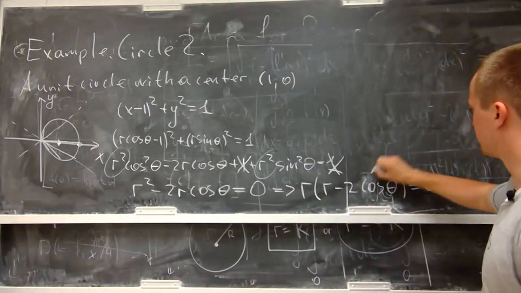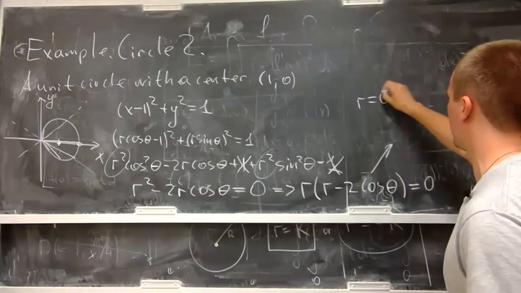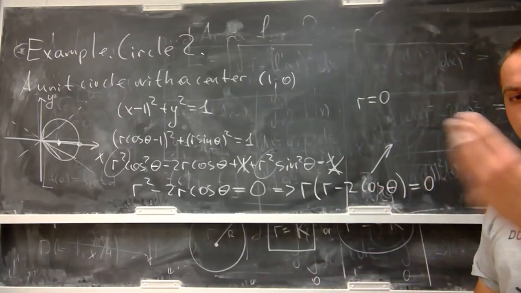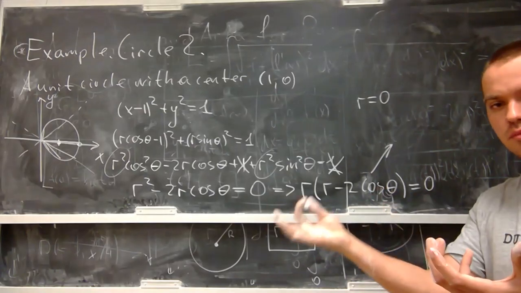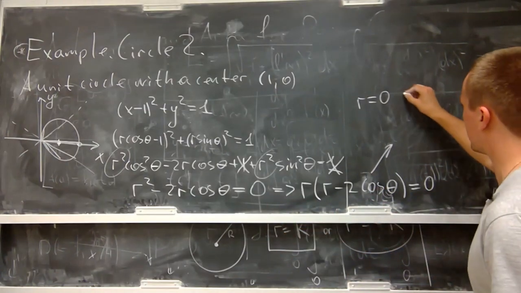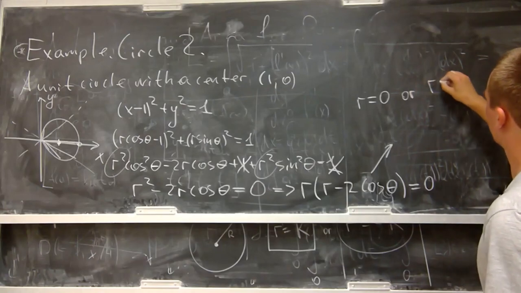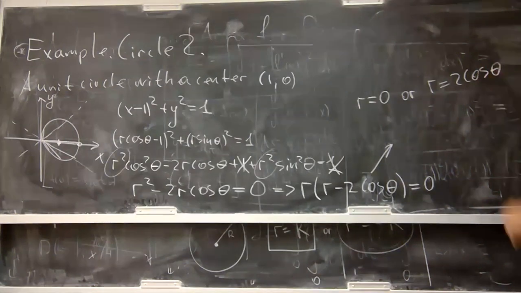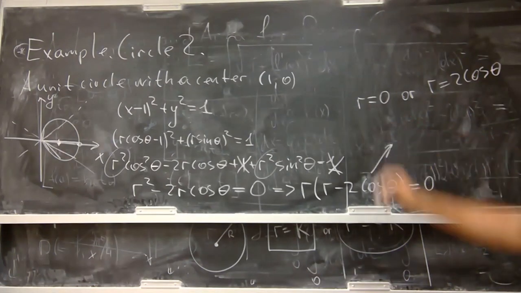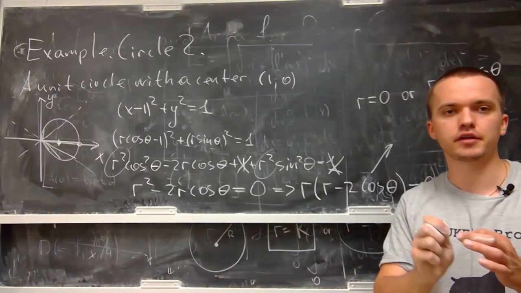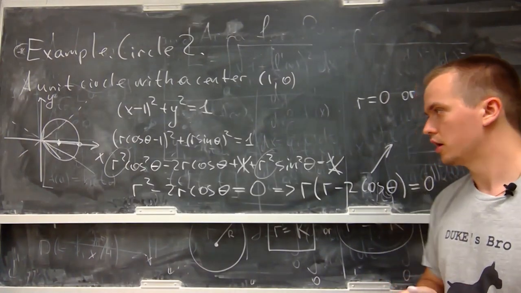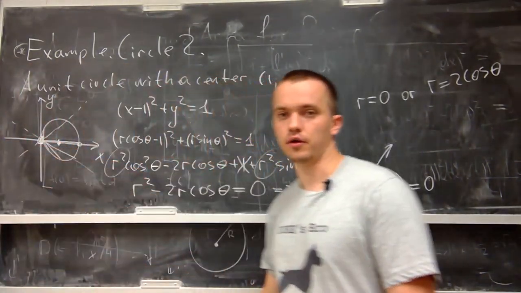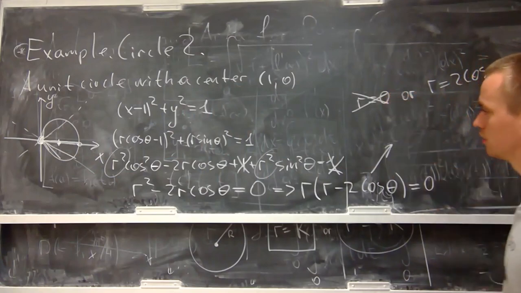So here, your next step, you consider two cases. When you have the product of two numbers equal to 0, it means the first number equals 0 or the second number equals 0. So I will get r equals 0 or r minus 2 cosine theta equals 0, or r equals 2 cosine theta. But when r equals 0, it means in polar coordinates that for every theta my radius is zero. And this exactly corresponds to a point, and this graph is wrong. That's why this case doesn't work.